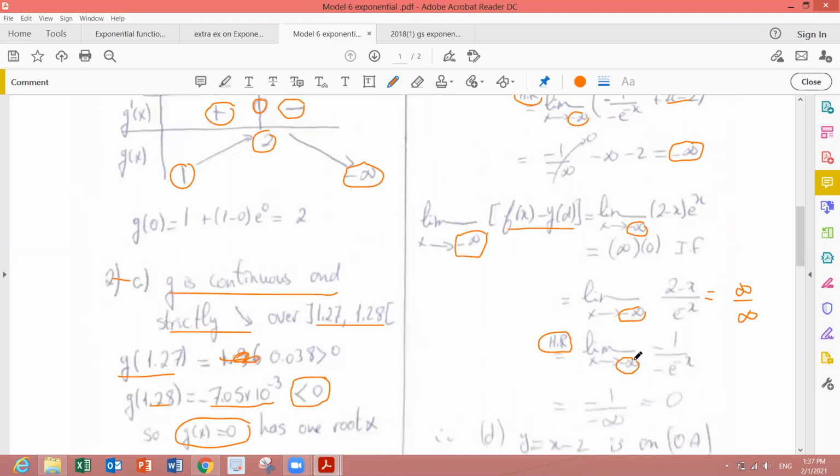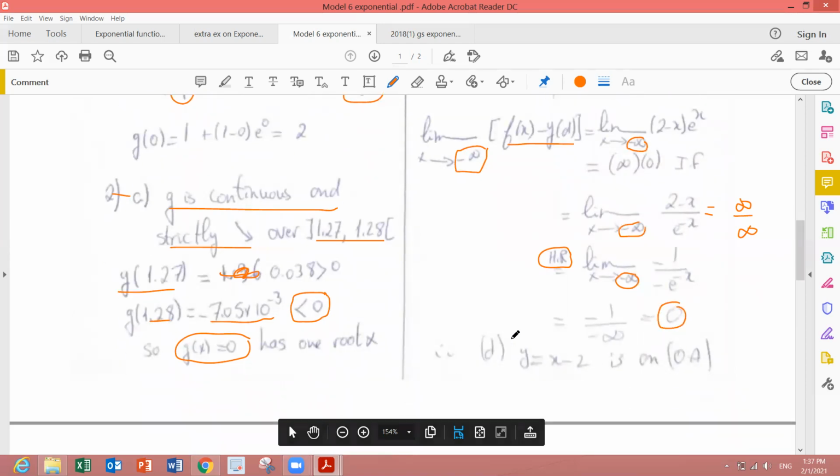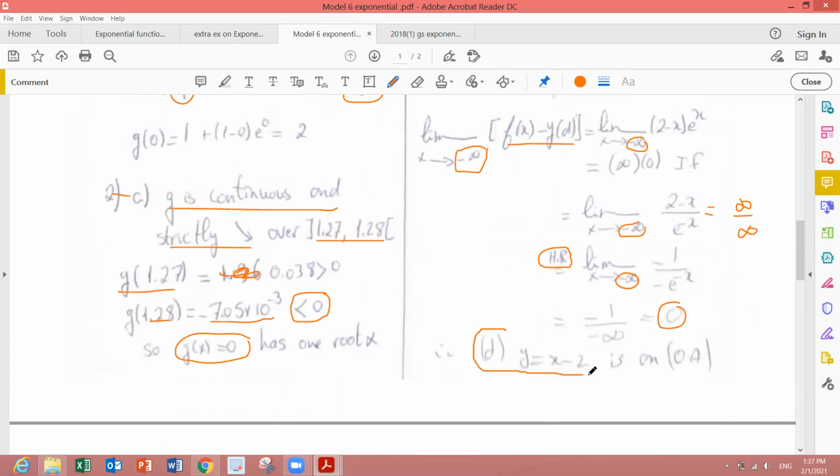Limit as x tends to minus infinity. Derivative of the numerator minus 1 over derivative of the denominator minus e to the minus x. So minus 1 over minus infinity equals 0. Therefore, the line yd equal x minus 2 is an oblique asymptote at minus infinity.